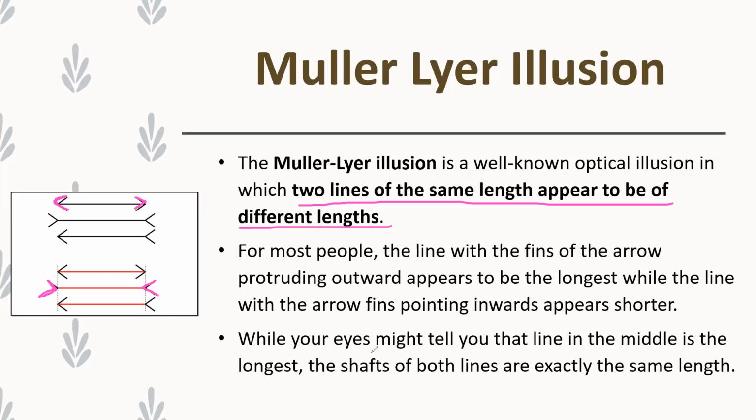Now, while your eyes might tell you that the line in the middle is the longest, the shafts of both lines are exactly the same length. As we saw before, when you align them together and measure them, the lines themselves are the same length. But depending on whether the fin or arrow part of the line points outwards or inwards, your brain will think it is either longer or shorter than it actually is. So that's why it works as an optical or visual illusion.